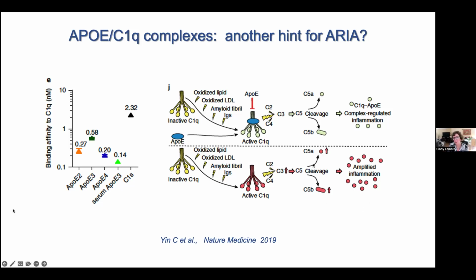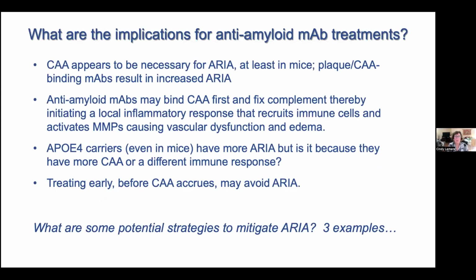And if it goes all the way to the membrane attack complex, you could get degeneration of cells along the vasculature, and that would lead to leakage and eventually microhemorrhages. So what are the implications for anti-amyloid immunotherapy?